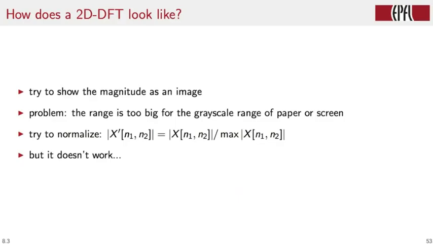We could try and plot the magnitude of the DFT, since the DFT is a two-dimensional signal and therefore can be interpreted as an image. But this wouldn't work because the dynamic range of the DFT is way too big for either a monitor screen or a piece of paper to represent. We wouldn't have enough grayscale levels to show the details. So we could try and normalize the values by dividing the DFT magnitude by its maximum value.